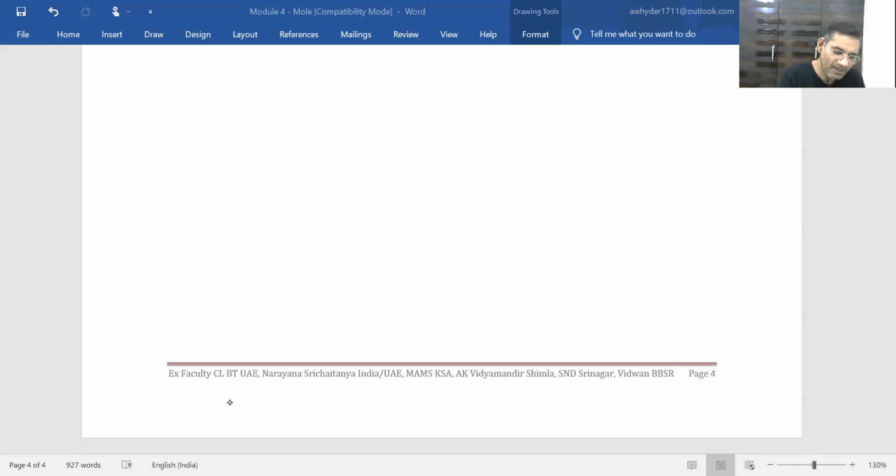Now see here what they have, as you are demanding a numerical. So see here, what is the molecular weight of a substance?